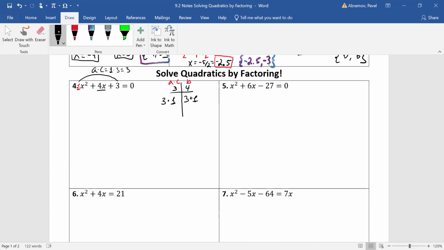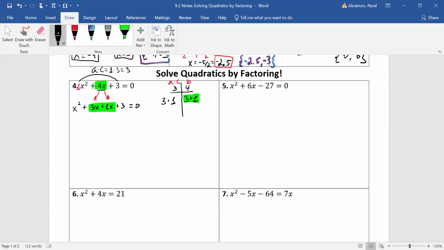Now, once you find these numbers, we can factor this expression. So we will break up the middle term. Some of you skip that step, and that's okay. But in my classes, I usually show that step. So we break up 4x using these numbers that we just found, 3 and 1. So therefore, we'll have x squared plus 3x plus 1x plus 3 equals 0. So that 3 and 1 is right there.